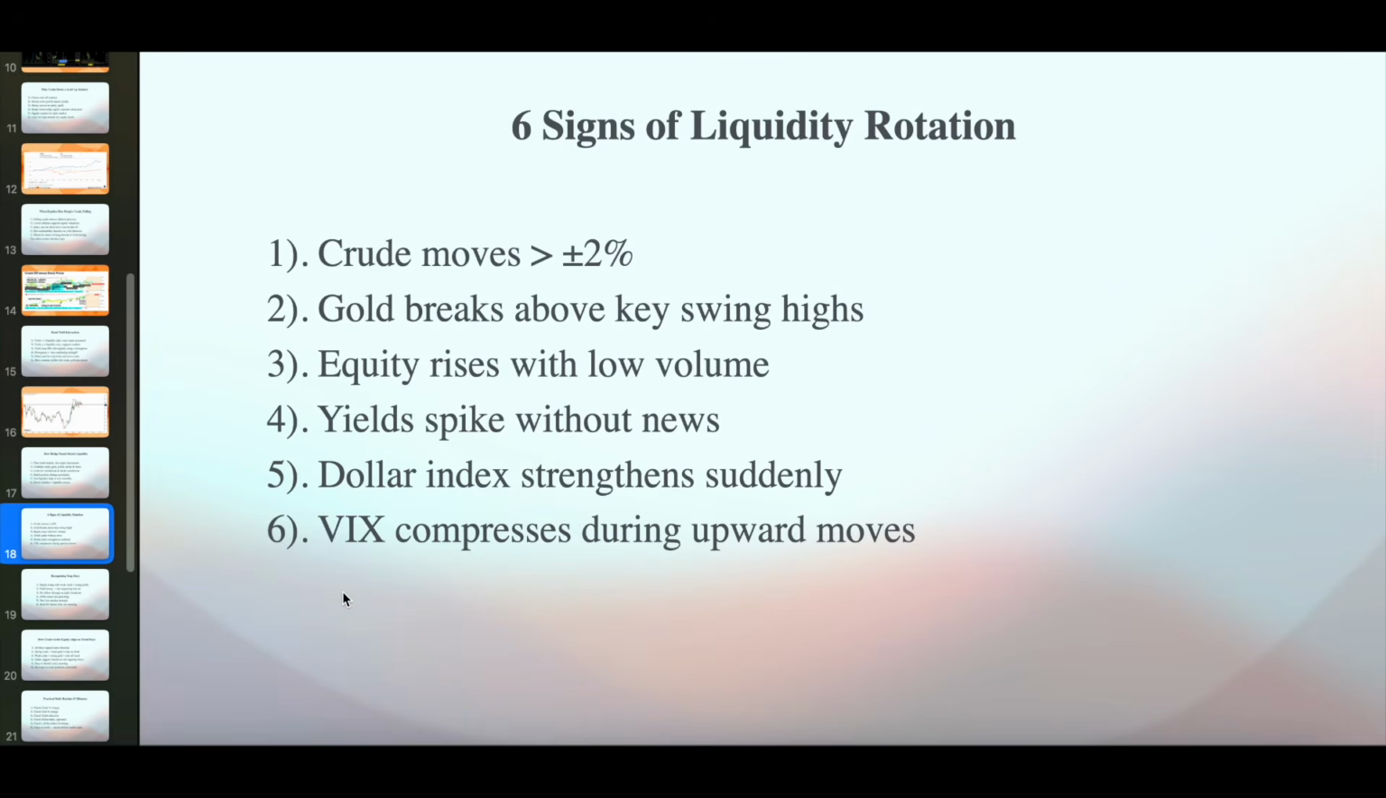Six signs of liquidity rotation. So here are six real world signals of money shifting. Crude moves more than 2%, minus or plus, doesn't matter. Gold breaks a weekly level, like recently I mentioned about 4040. That's a weekly auction reference, and we need to keep an eye on it in the upcoming week as well. Equity rises with weak volumes, जो अभी हो रहा है, and yields spike without news. You can correlate it, right? Dollar index gets strong. यहाँ पे कुछ देखने के लिए फिलहाल नहीं मिल रहा. And VIX quiet during all the rallies. I'm talking about the last 1 year. You can see where the VIX is right now. You can correlate it, right?